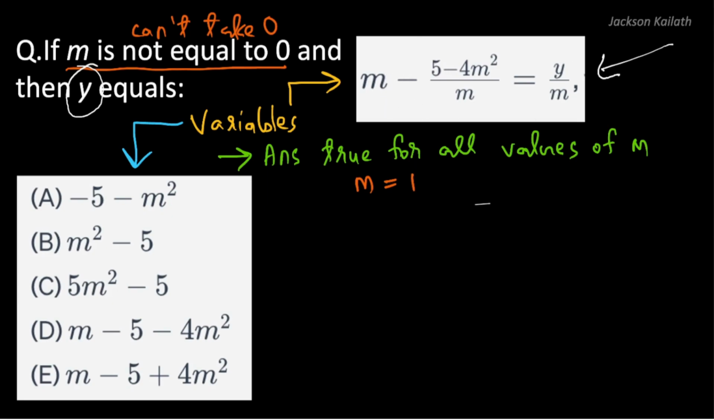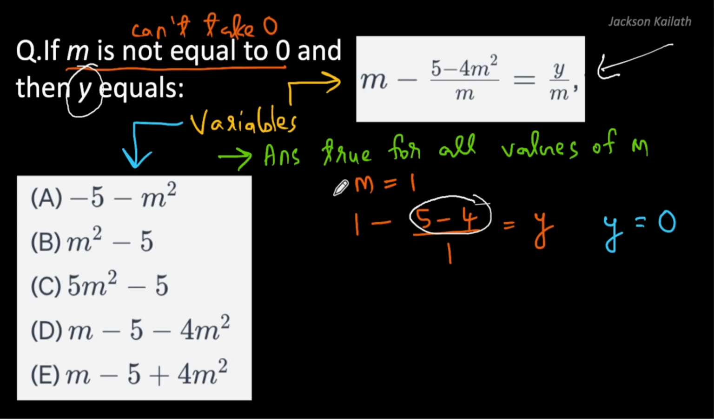This becomes 1 minus 5 minus 4 by 1. So m square is 1 itself. So 1 minus 5 minus 4 by 1 is equal to y by 1, or y itself. This simplifies so that y is equal to 0, because 5 minus 4 is 1, and 1 by 1 is 1. So this becomes 1 minus 1, which is 0. So y is equal to 0.